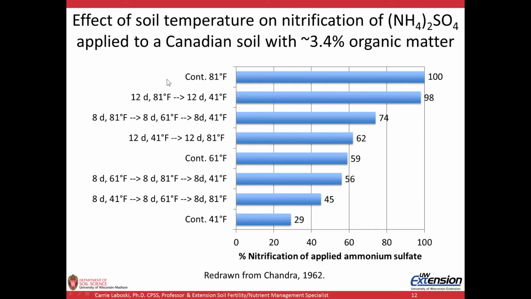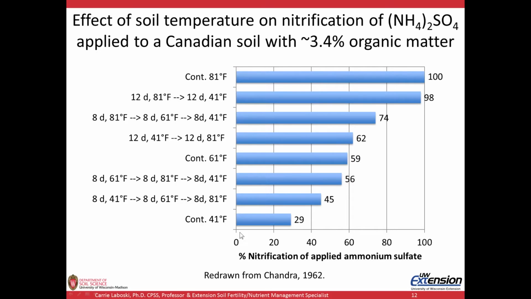And here, I'll just point out a few relevant temperature regimes. So these soils were incubated. They were kept at somewhere about 50% water holding capacity, if I can remember correctly, and they were subjected to different temperature regimes. So this top one is where for 24 days the temperature was held constant at 81 degrees Fahrenheit. And we can see that over that time period, 100% of the ammonium was converted to nitrate.